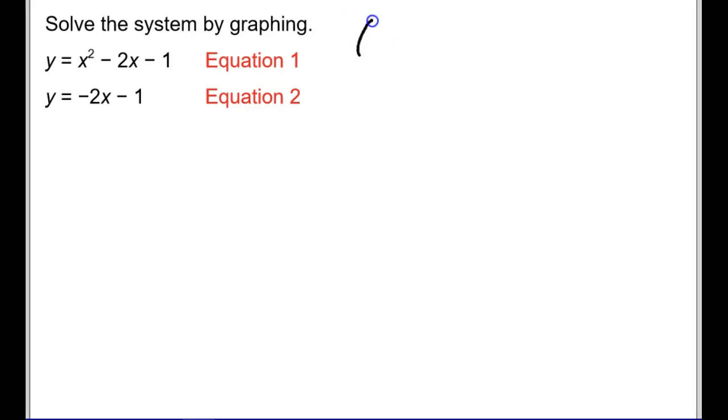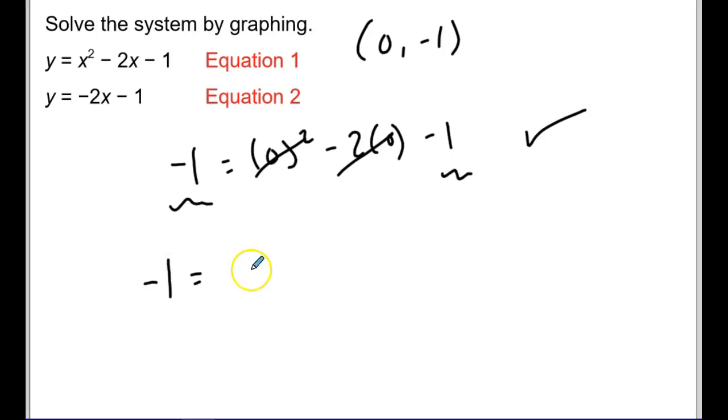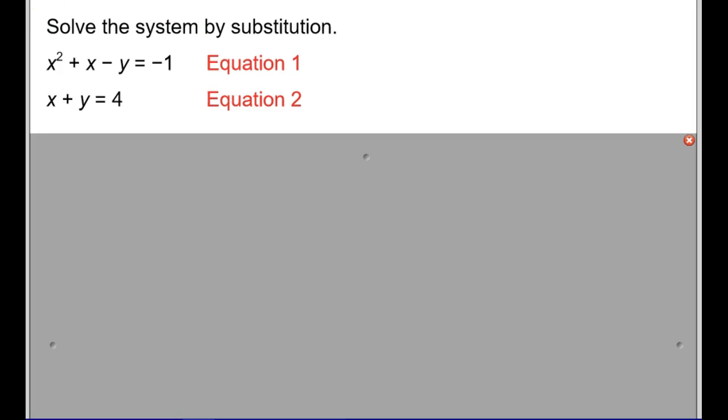So I've got my (0, -1). That was my solution. So anywhere I see a y, I want to plug in a -1, and anywhere I see an x, I plug in a 0. So 0 times 0 is 0. -2 times 0 is 0. So -1 equals -1. So that one works. So we just have to double check it in the linear equation as well. -1 equals -2 times 0 minus 1. Well, that becomes 0. So -1 equals -1. So check. That does work, in fact. So that is my solution.